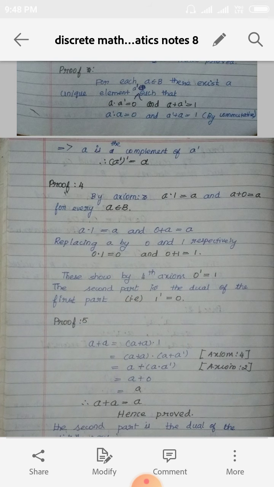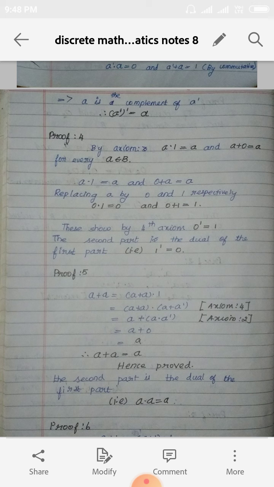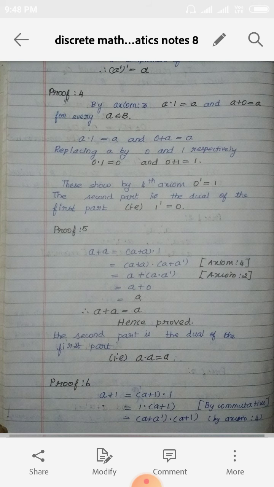Proof 4. By axiom 3. What is axiom 3? a dot 1 is equal to a and a plus 0 is equal to a for every a belongs to B. So a dot 1 is equal to a and 0 plus a is equal to a. We have to replace a by 0 and 1 respectively. Therefore 0 dot 1 is equal to 0 and 0 plus 1 is equal to 1. This shows the fourth axiom. What is the fourth axiom? 0 dash is equal to 1. So the second part is the dual of the first part, that is 1 dash is also equal to 0.